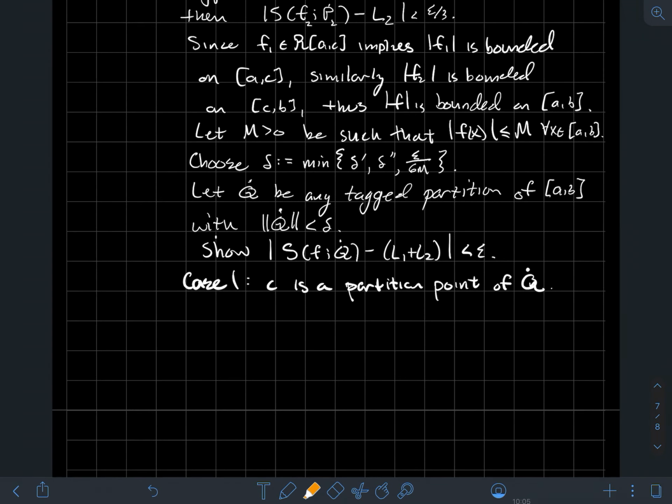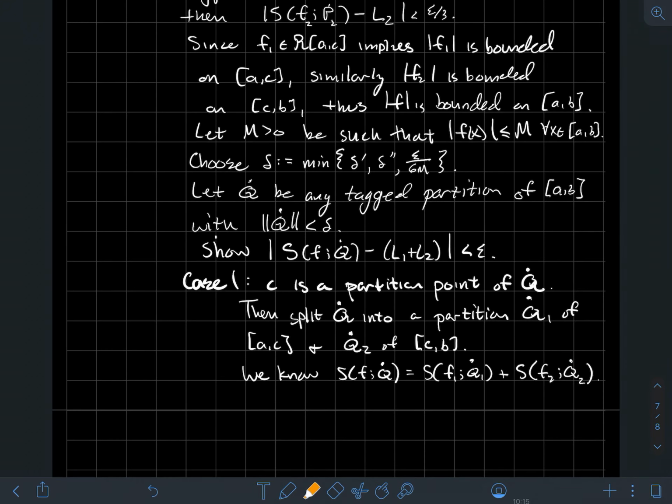So the first case is that C is a partition point of Q dot. In that case, just split Q dot into a partition Q dot 1, which is a partition of A to C, and Q dot 2, which is a partition of C to B. And then what do we have? Well, the Riemann sum of F over Q dot should be the sum of, and this is kind of goofy to say, the Riemann sum of F1 over Q1 dot, since my function F1 is the same as F over the interval from A to C. And then similarly, plus what my function F does from C to B, which would be this Riemann sum here, F2 on this partition Q dot 2.